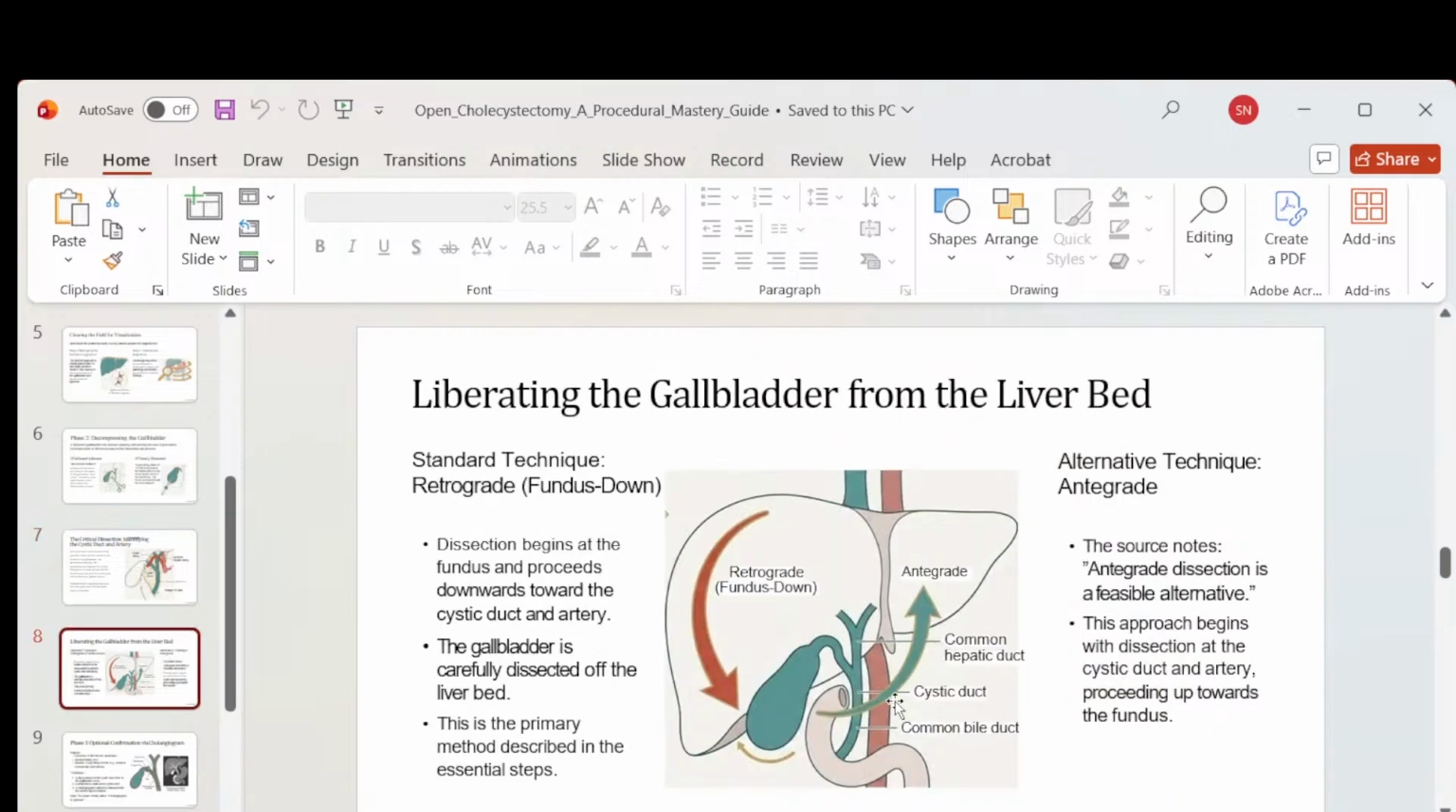So, liberating the gallbladder from the liver bed. There are two techniques. The standard technique is the fundus down technique. It's a retrograde technique. Fundus down: the dissection begins at the fundus and proceeds downwards towards the cystic duct and cystic artery. The gallbladder is carefully dissected off from the liver bed. This is the primary method described in the essential steps.